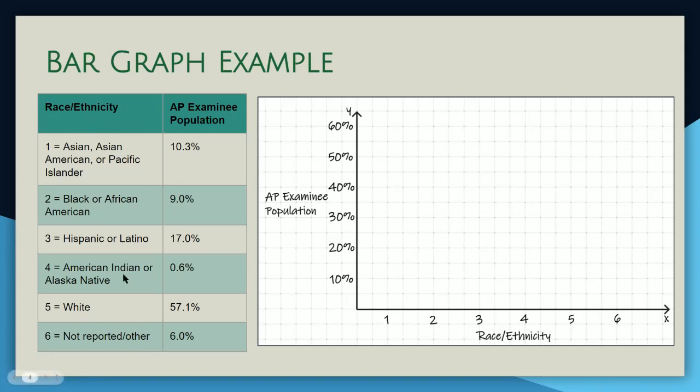1 represents Asian American and Pacific Islanders. 2 represents Black or African Americans. 3 represents Hispanic or Latino. So there is a key off to the side that tells me what those symbols represent in terms of my categories.